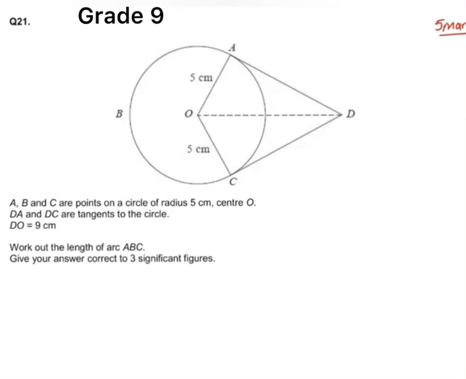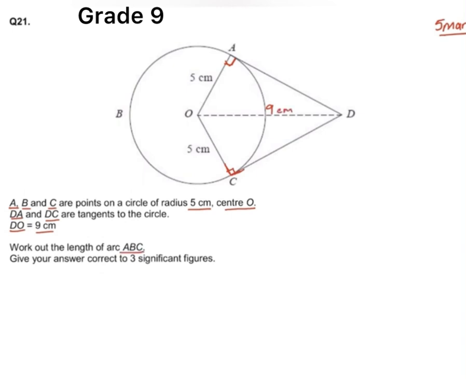Okay, so 5 marks for this question. It's given us a diagram. It says A, B, C are points on a circle of radius 5 with the center O, and DA and DC are tangents to the circle that just touch the circle. And the radius, so remember, this makes a 90 degree angle. So try spotting a few things here. 90 degree angles there. And DO is 9, so D to O all the way is 9 centimeters.